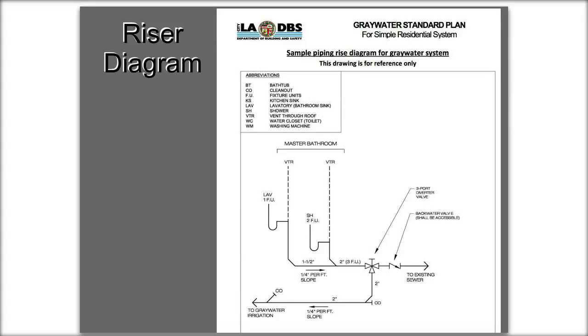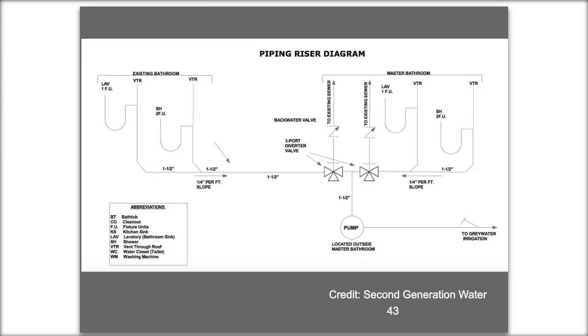So you're going to show where your diverter valve is, where your backwater valve is, and how you're going out into the landscape. You'll show basic things like clean out, the slope of your pipe. It's a pretty basic drawing. It can be computer drawn or it can be hand drawn. Here's a couple of examples.